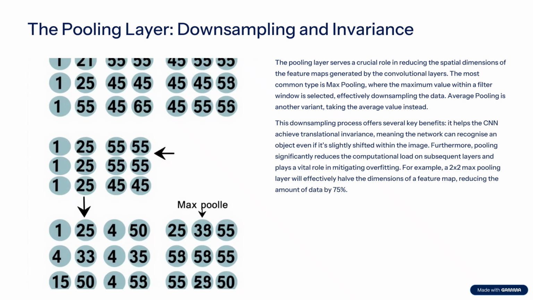It helps the CNN achieve translational invariance, meaning the network can recognize an object even if it's slightly shifted within the image. For example, a 2 by 2 max pooling layer will effectively halve the dimensions of a feature map, reducing the amount of data by 75%.